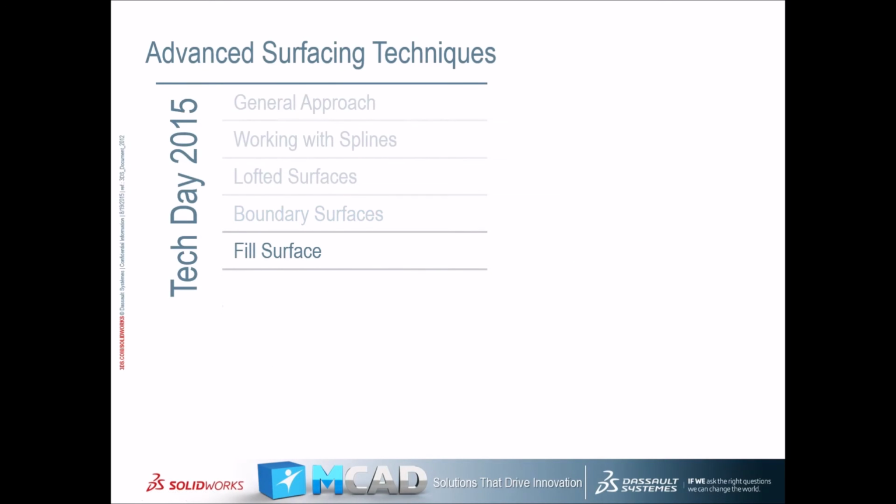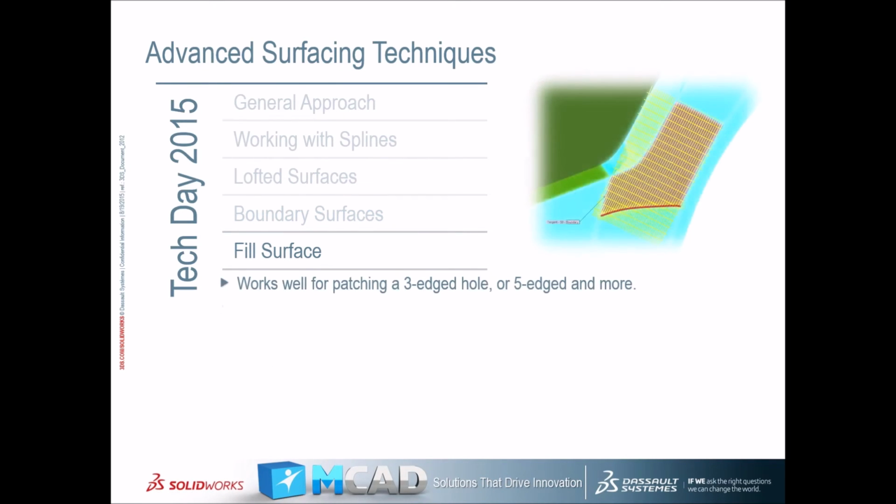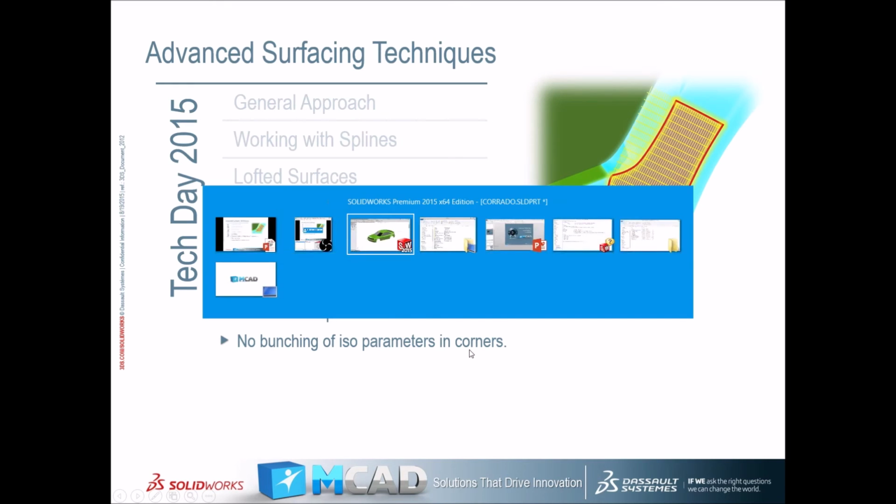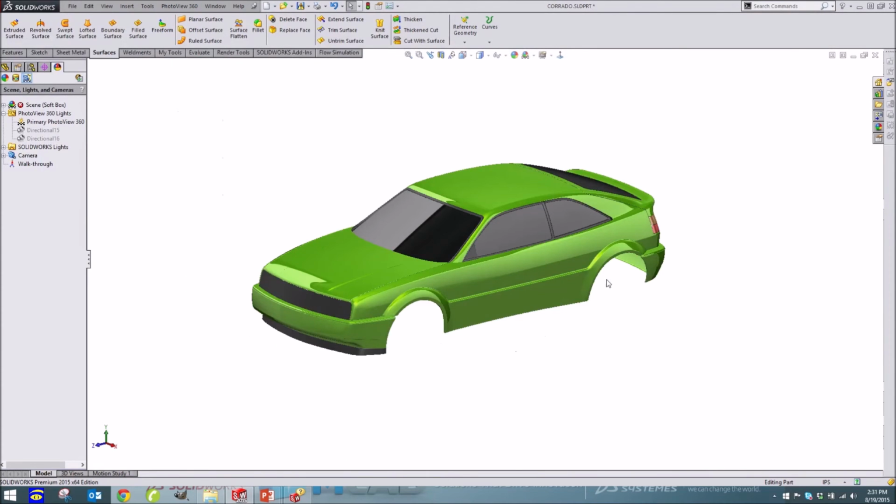So next let's talk about fill surface. Again, fill surfaces work great for 3-edged holes or 5 edges or more, and that's because this is also called an n-sided patch. You can have as many edges as you want, and you can control the curvature or tangency at each edge. It also prevents the bunching of ISO parameters in the corners. Now, what do I mean by ISO parameters? Let's take a look at this in SolidWorks.